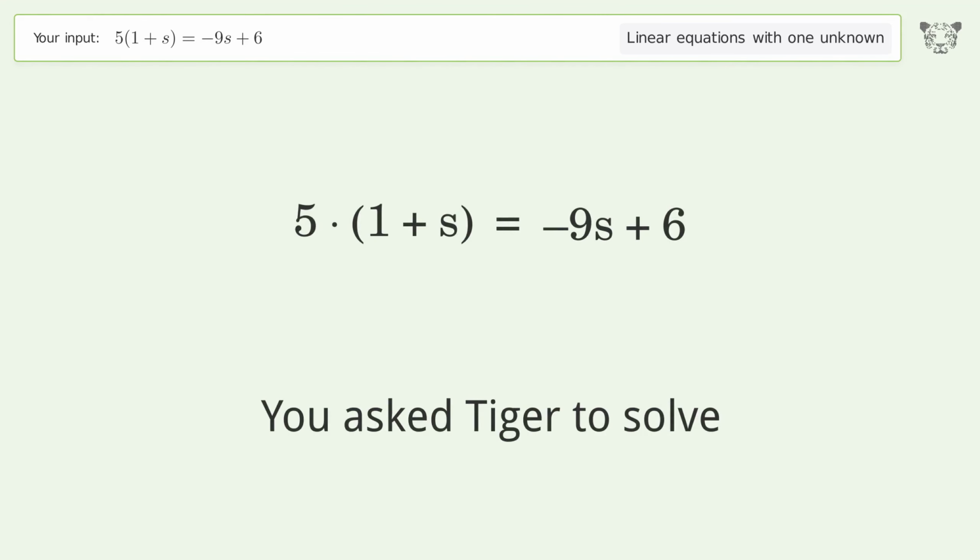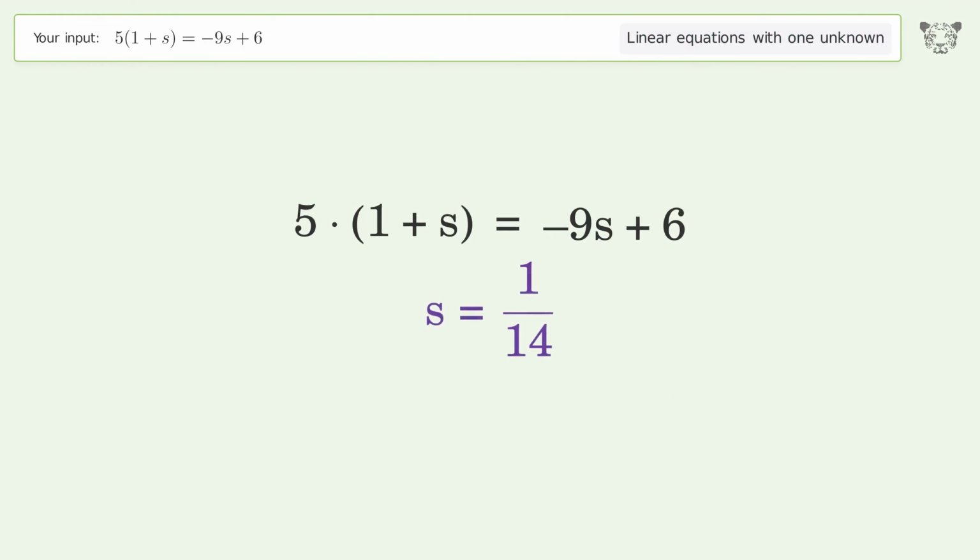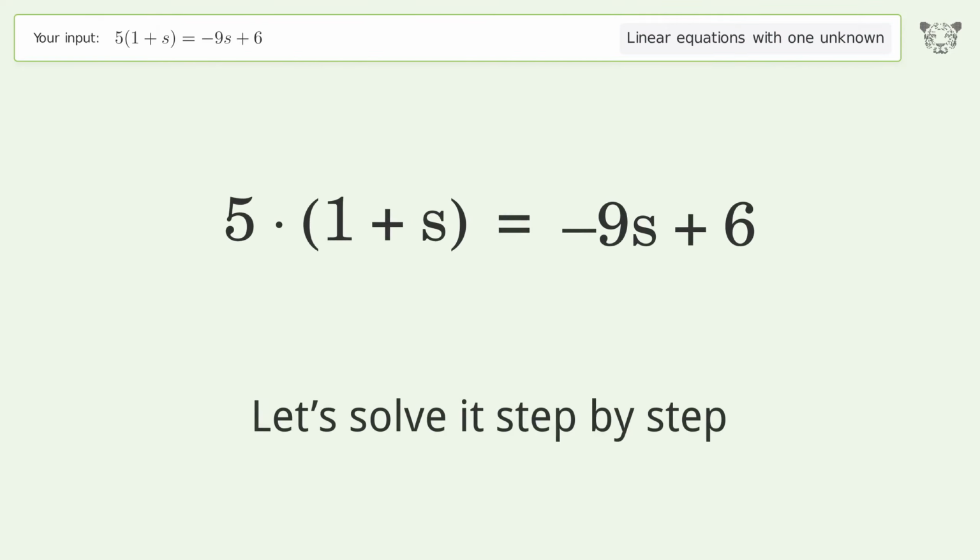You ask Tiger to solve. This deals with linear equations with one unknown. The final result is s equals 1/14. Let's solve it step by step.